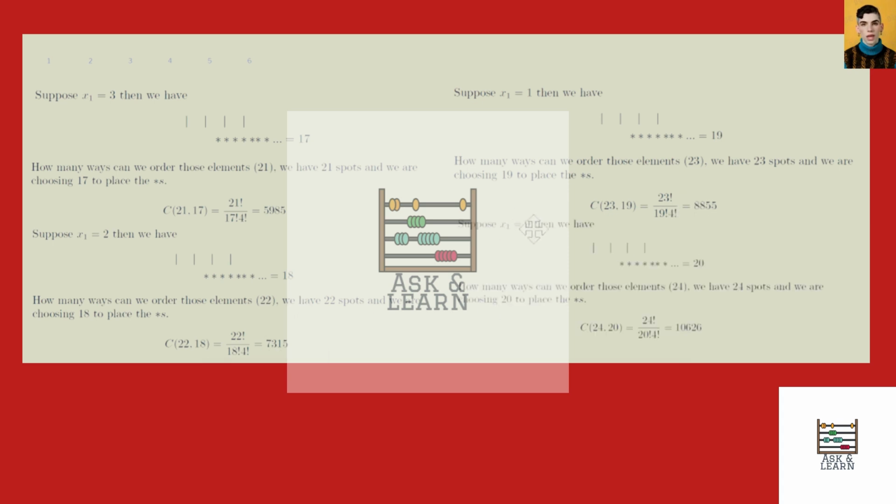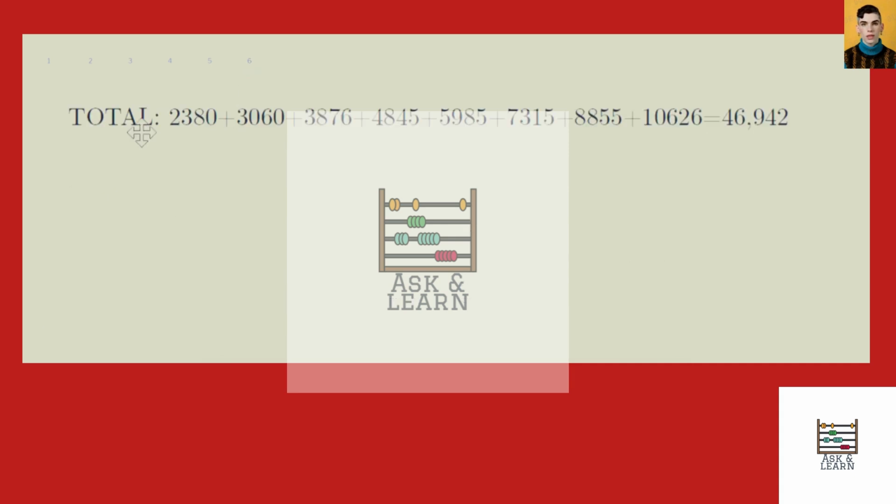Similarly, we do it for x1 equals 0. So we have 5 spots, 20 units. That will give us a total of 24 spots for the symbols. Choosing 20 to place the stars, we will have the combinatorial number C(24,20). So we did this for x1 being 7, 6, 5, 4, 3, 2, 1, and 0. And now we add them all together to get the total number of combinations that have x1 less than 8 and x2 bigger than 8.